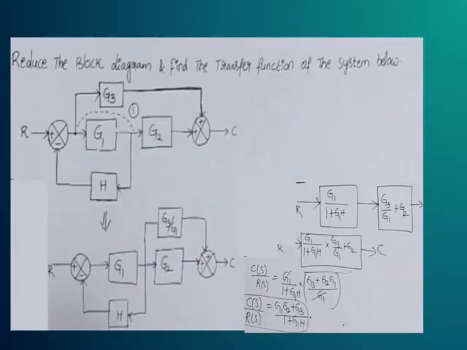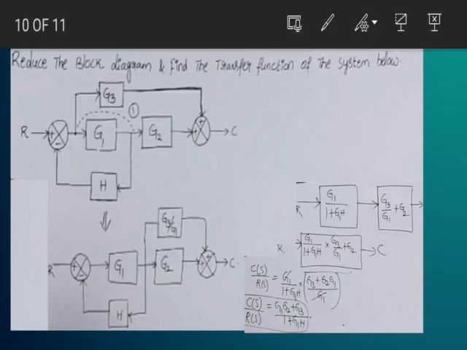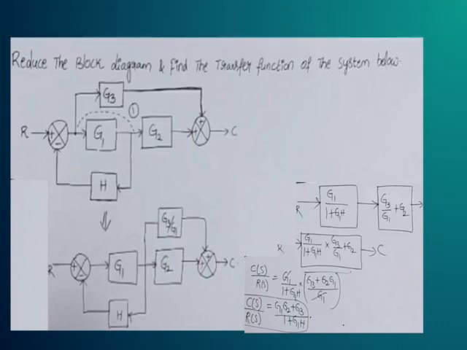No, here there is no positive feedback. Here we have only a summing point, with G3 by G1 going to one summing point and G2 going to the plus input of the summing point, giving G3 by G1 plus G2. It is considered as one block.